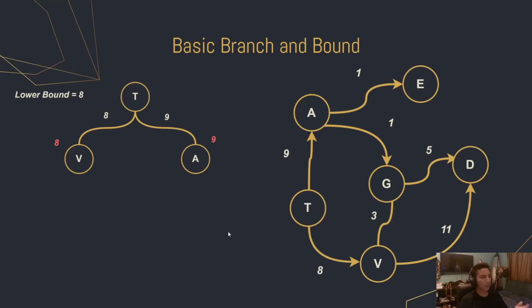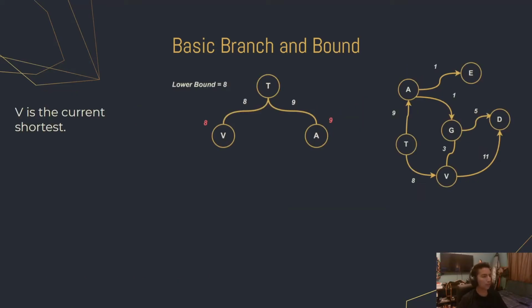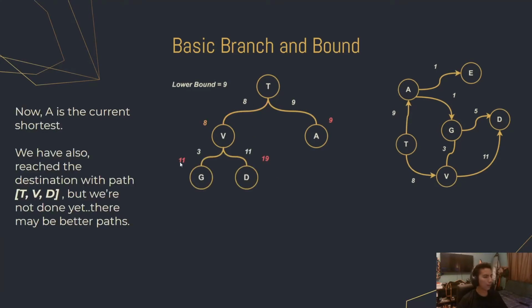Our lower bound can be described as: this is the best that we can do so far. For example, if we start at T, our best that we can do so far is going from T to V. This is 8. This is our lower bound. So you can say that we can do at least this good so far. We're going to continue on with this idea. From T to V, we branch that. Now we have to look at three candidate solutions, 11, 19, and 9. So we choose the lower bound, which is 9, the branch from T to A.